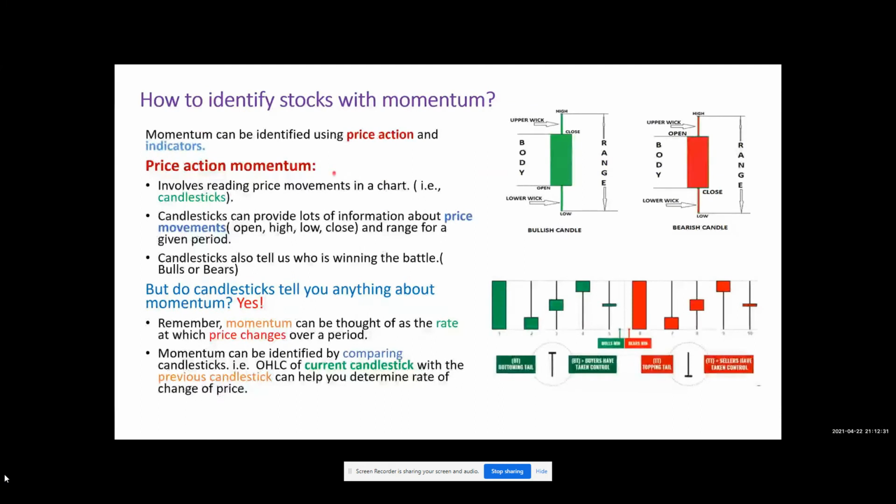Okay. So how do you identify stocks with strong momentum? Now we're going to come to the nitty-gritty details. When you look at a candlestick, what is it that you need to be seeing, and what is it that you need to be avoiding? Momentum can be identified using price action and indicators. So that is the first thing.